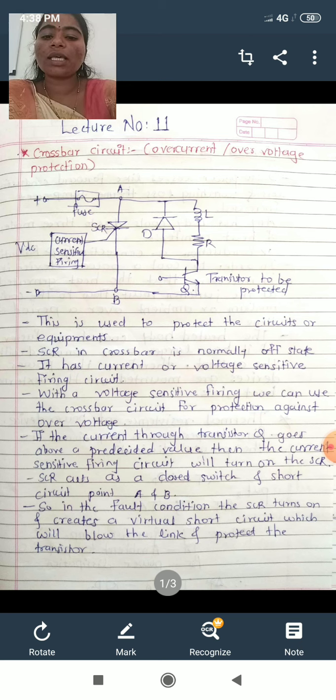When the SCR gate turns on, it becomes a closed switch and connects the points A and B. These points A and B form one circuit. So we can say that in a fault condition, the SCR turns on and creates a virtual short circuit which will blow the link and protect the transistor. In this way, the device gets protected from overcurrent and overvoltage using the SCR.